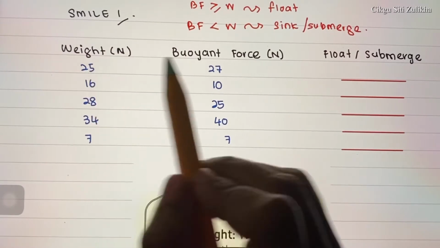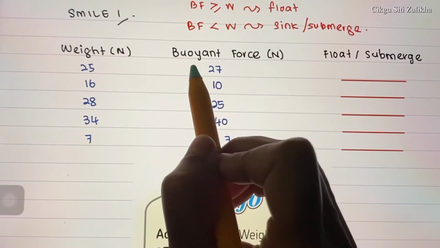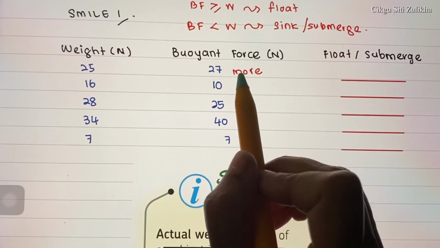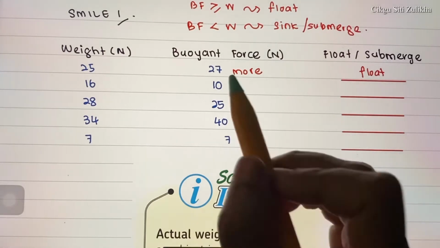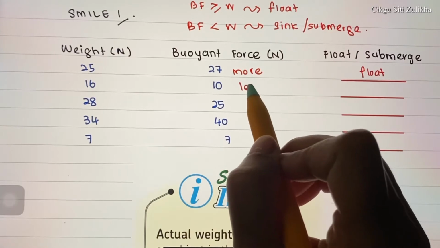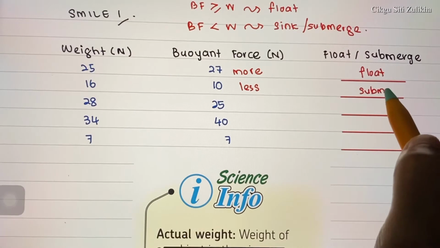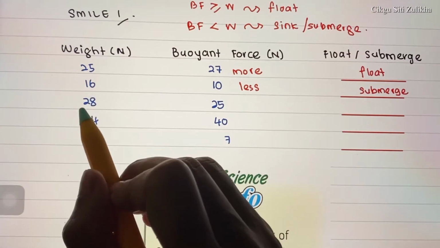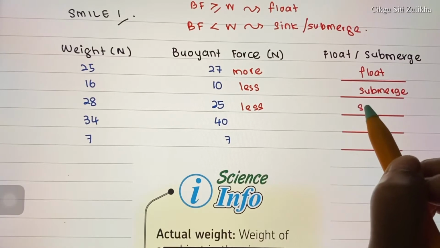Now, weight, buoyant force. Kita fokus dekat buoyant force. Buoyant force more. Okay, buoyant force is more. Kalau more, definitely it will float. Now, buoyant force 10, weight 16. Buoyant force less, maka it will submerge. Okay? Now, buoyant force 25, weight 28. Buoyant force less. If less, it will also submerge.